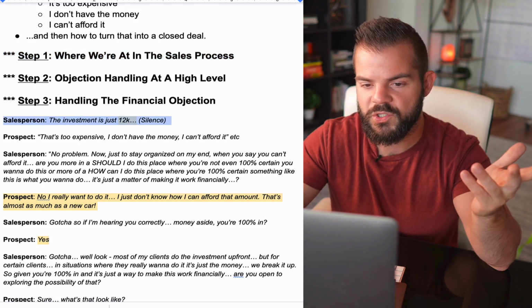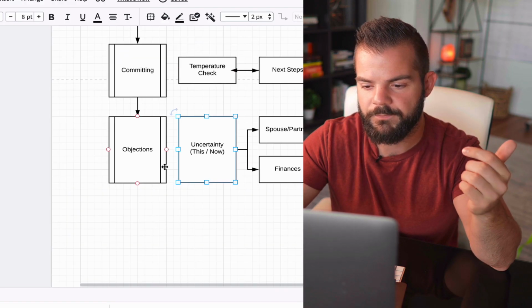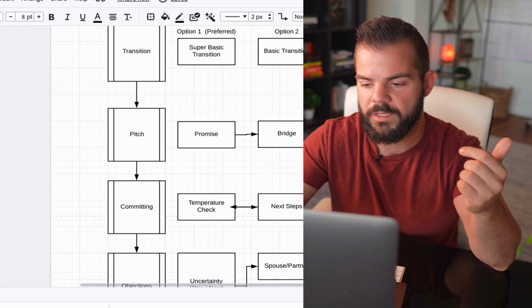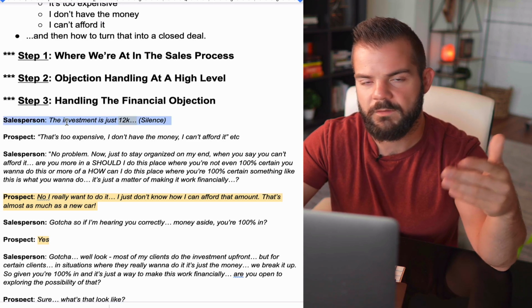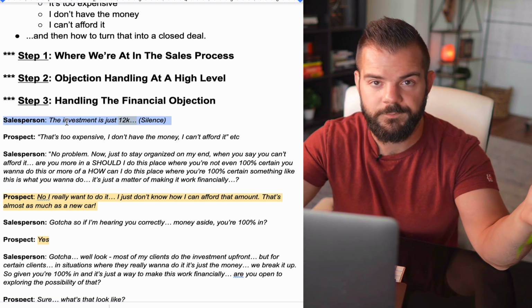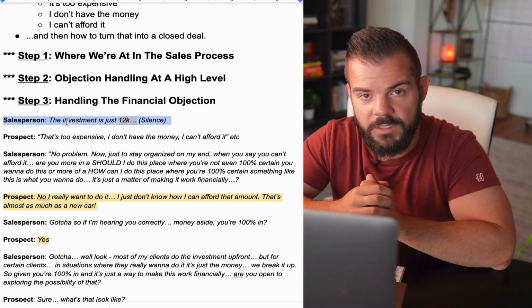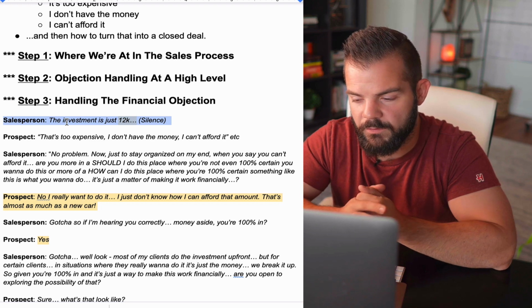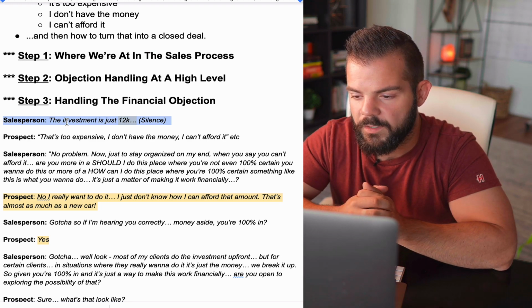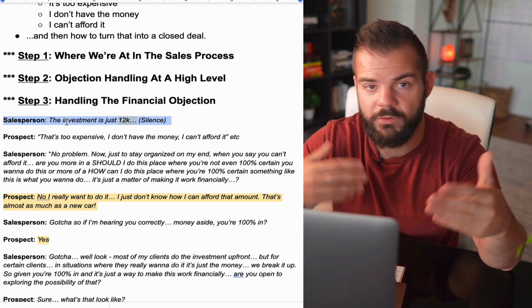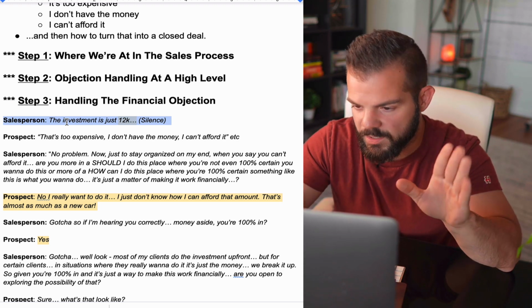Again, where we're starting is the investment drop, right? So we've done all this other stuff and we're literally at this point, if you see on the screen right here. We just dropped the investment, okay? So let's just say our offer is 12K. We say the investment is just 12K, and then silence, shut up. Okay, that's really, really big. Don't say, you know, the investment's 12K, and then start going on a long rant and talking, just silence, shut up.